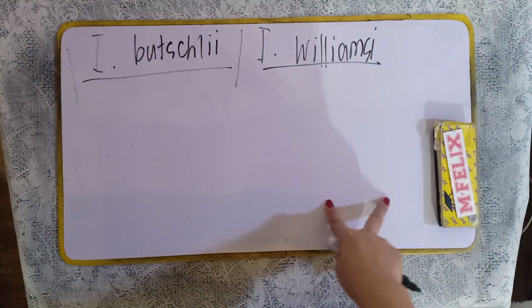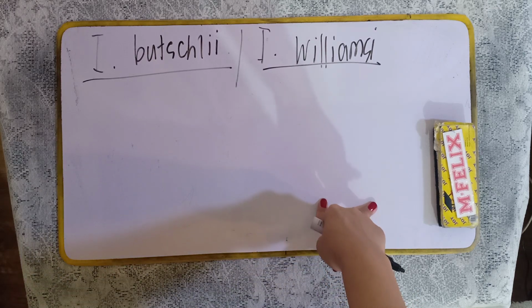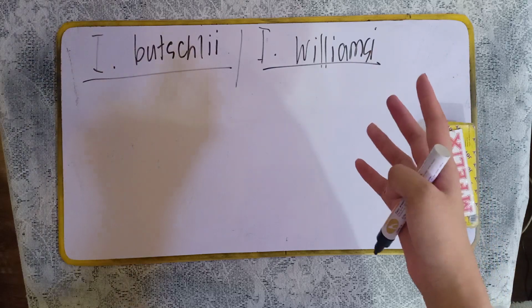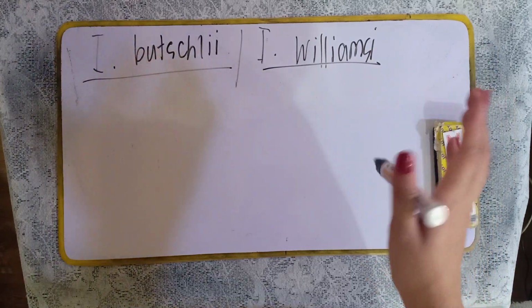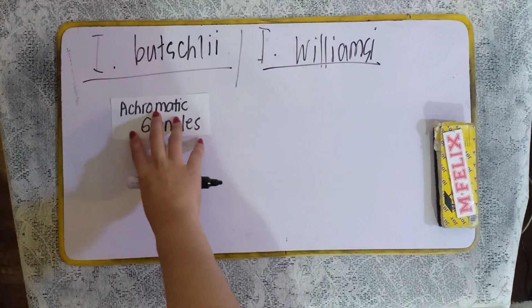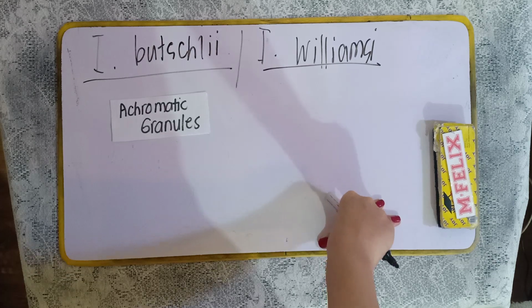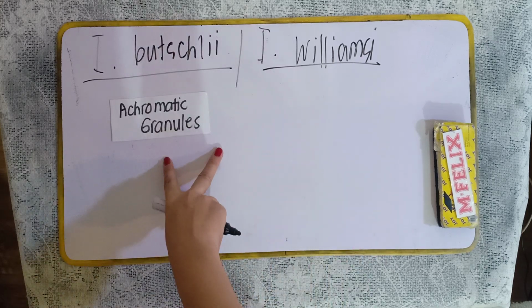So unahin muna natin yung kanyang nucleus. The nucleus of this parasite is usually spherical. It doesn't have peripheral chromatin, and the caryosome is large, irregular, and rounded with a cluster of achromatic granules. Sa nucleus mo yan makikita.